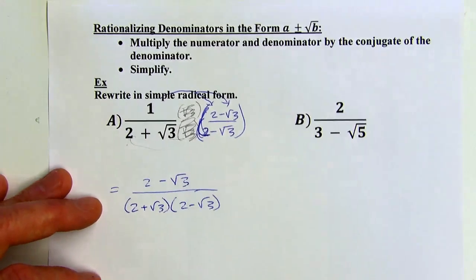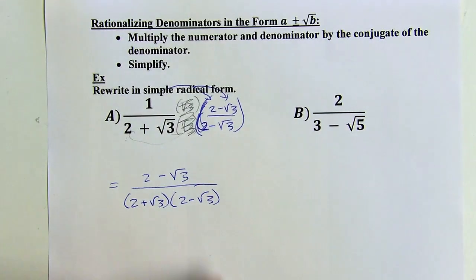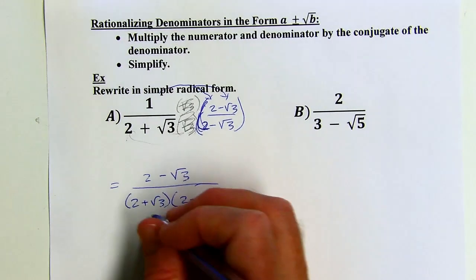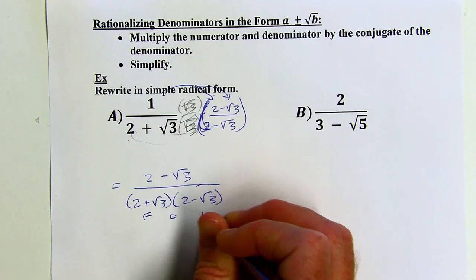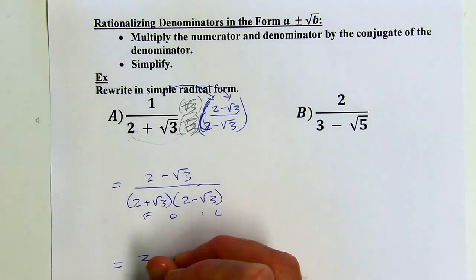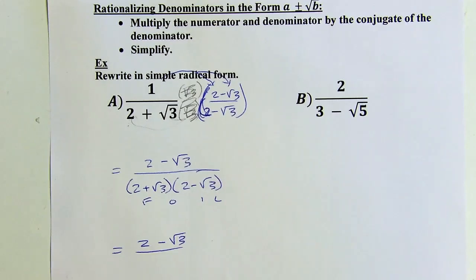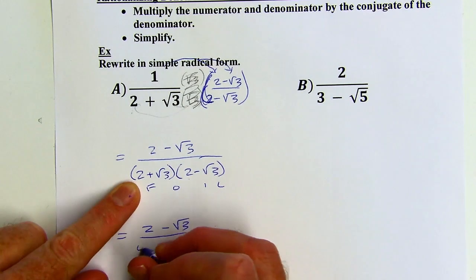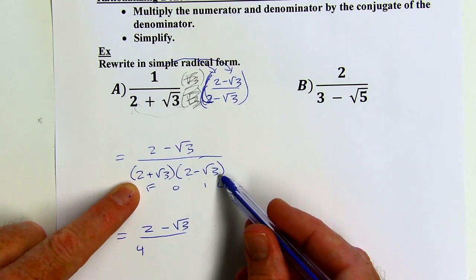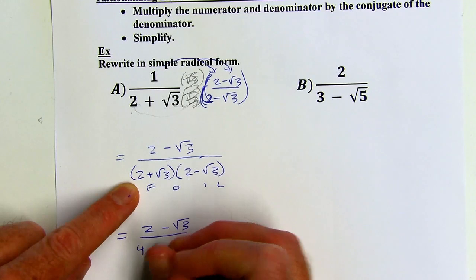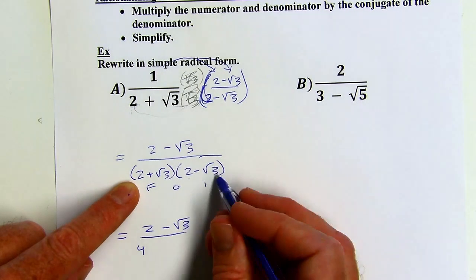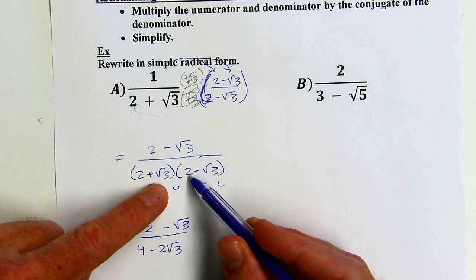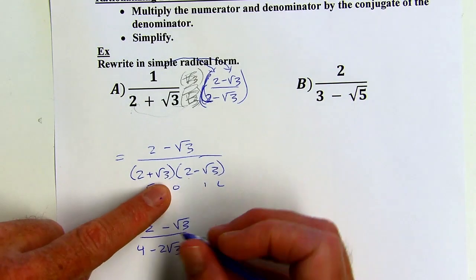And to simplify that, I'm going to have to FOIL. I've got a binomial times another binomial. So I'm just going to write FOIL here. We're still just working on the denominator. So the first, I'm going to do 2 times 2 would be 4. Outer, I've got 2 times negative root 3, a positive times a negative, that would be negative 2 root 3. On the inside, I've got root 3 times 2. Well, we'd write that as positive 2 root 3.